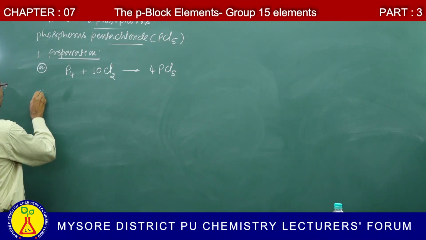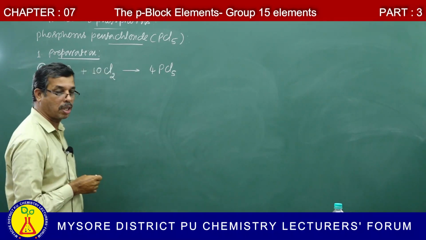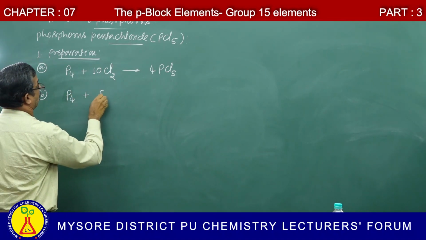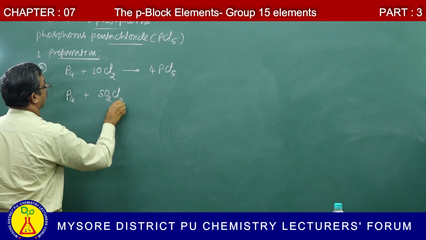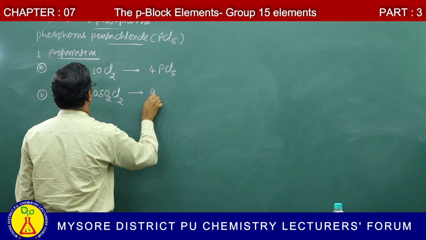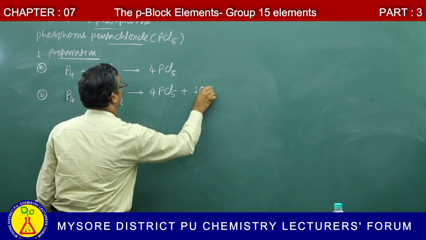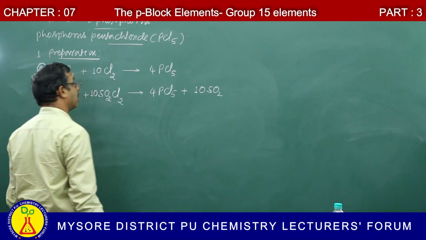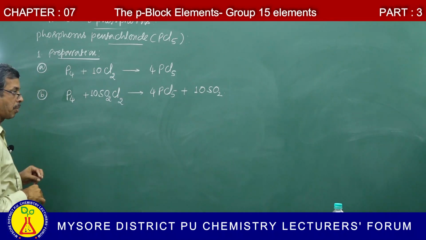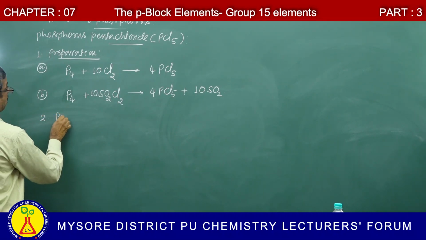Second one, it can also be obtained by the action of sulfuryl chloride on white phosphorus. Look at the reaction. P4, this is white phosphorus, plus 10 SO2Cl2, this is sulfuryl chloride, and we get 4 PCl5 plus 10 SO2, sulfur dioxide. These are the two important methods of preparation. Now, second one, properties.